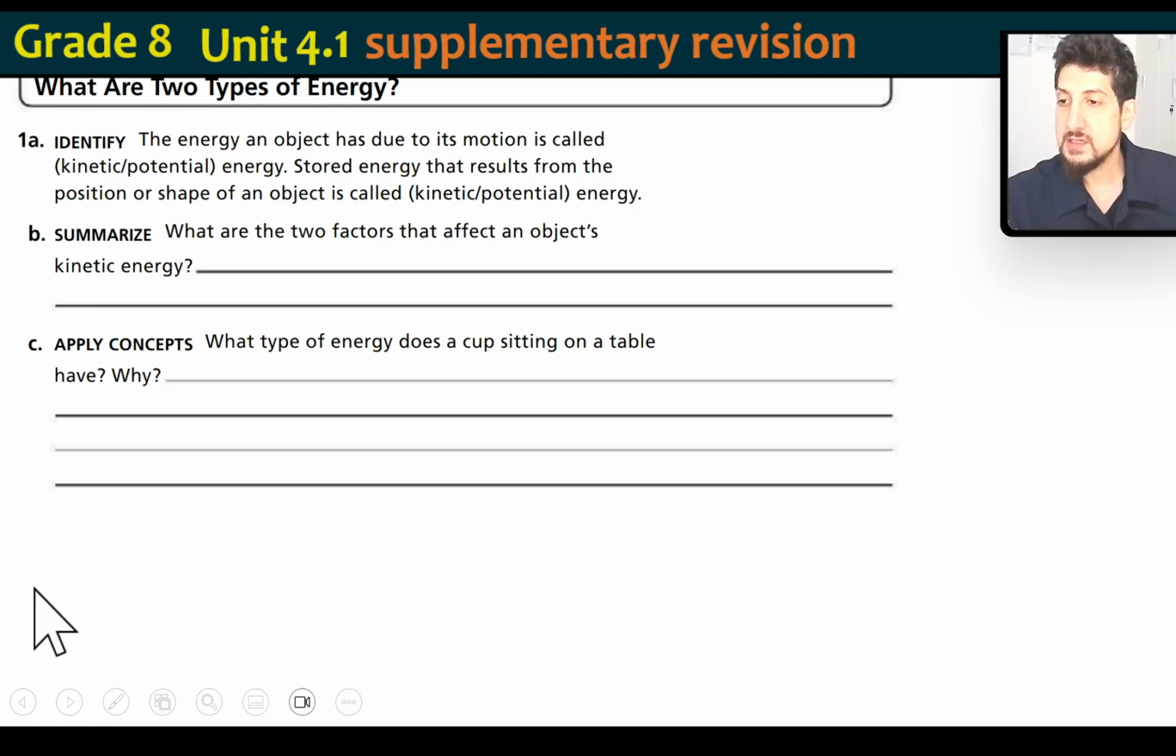So the first question asks us to identify what are the two different types of energies. Hopefully by now you know that there are two different types of energy, and those are kinetic and potential. Kinetic refers to the moving energy, while potential refers to the stored energy. That means it can be stored, right? So things like chemical energy, things like gravitational potential energy, elastic energy, those things can be stored and we call them potential, right?